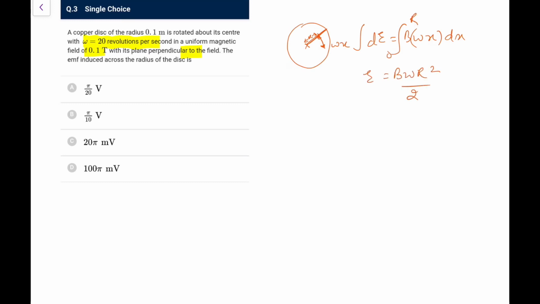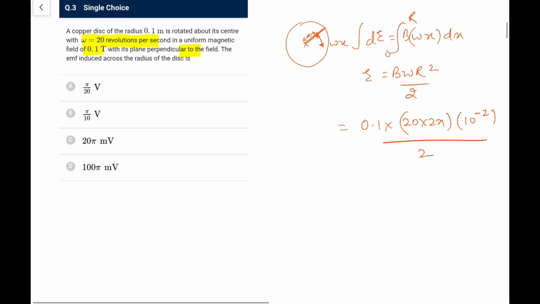So you know this thing. B is 0.1, omega is 20 revolutions per second, that is 20 into 2 pi radian per second, into r square. r square is 0.1 square, that is 10 to the power minus 1 squared, 10 to the power minus 2, by 2. So this 2 and 2 go. So what we have is 10 to the power minus 3 into 20 pi. So this comes out as 20 pi millivolt. This is given as an option, so I'll go for option C.